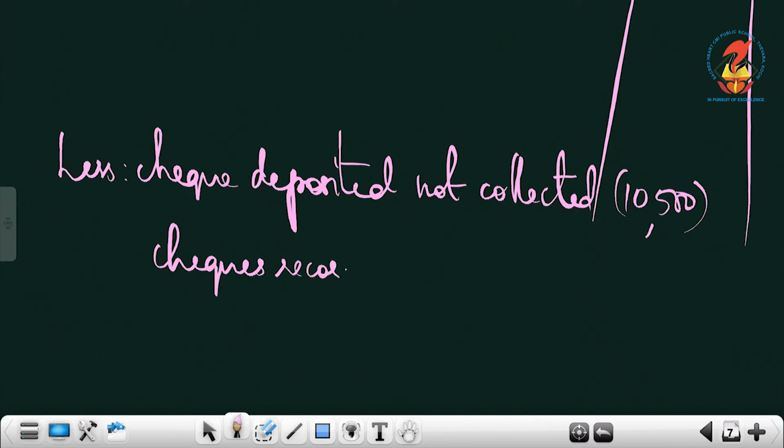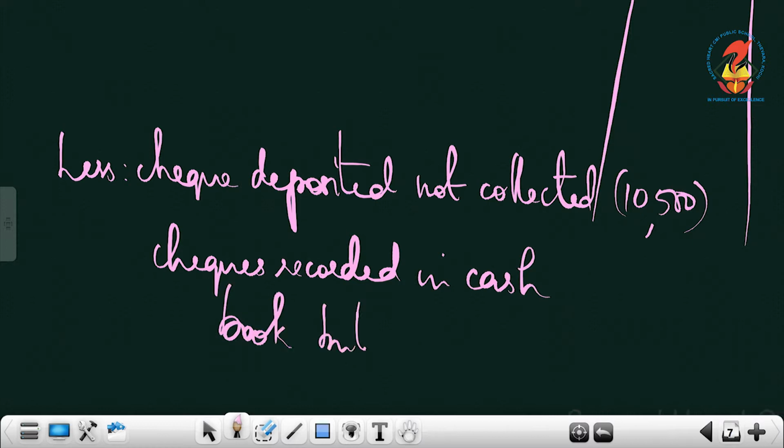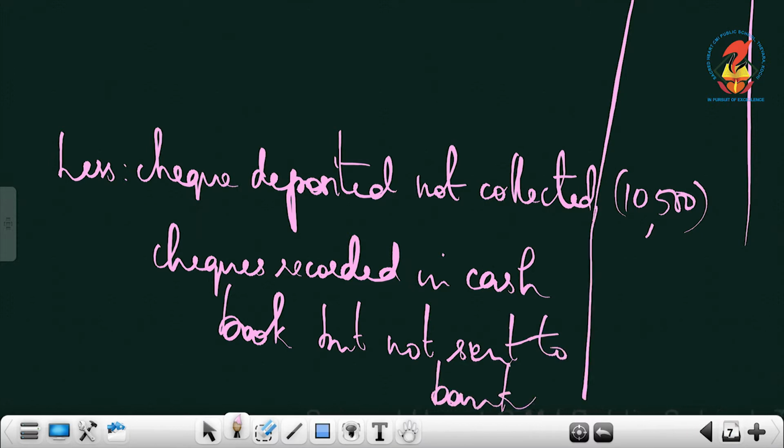Checks recorded in cash book but not sent to bank. The amount is 2,000.